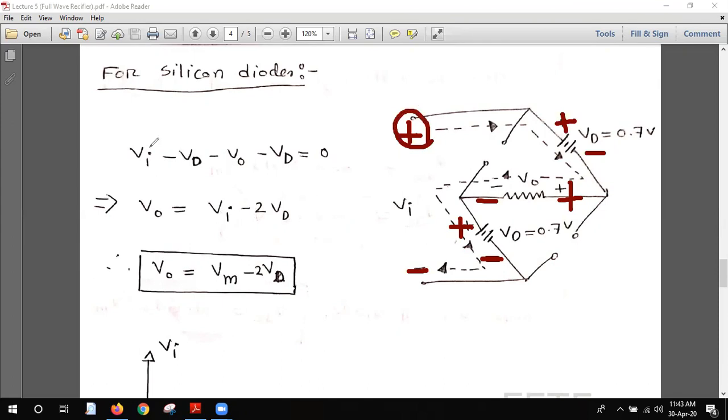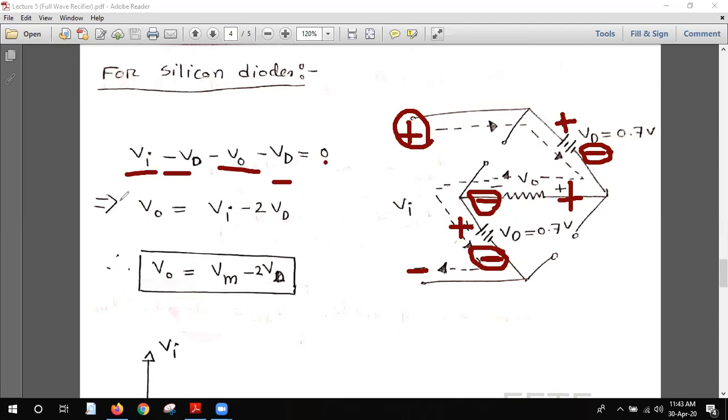So it will be plus VI. Then we will take the second sign of VD, so it will be minus VD. You see this one, the second sign, it will be minus VD. Then we take the second sign of the output, which will be minus VO, and then minus VD again, equals 0.